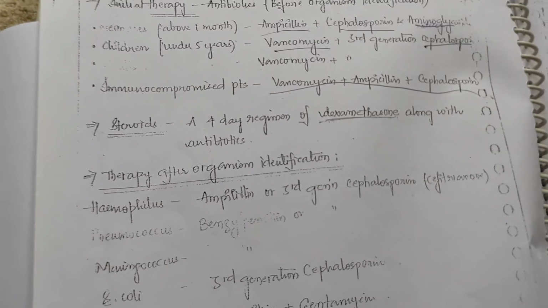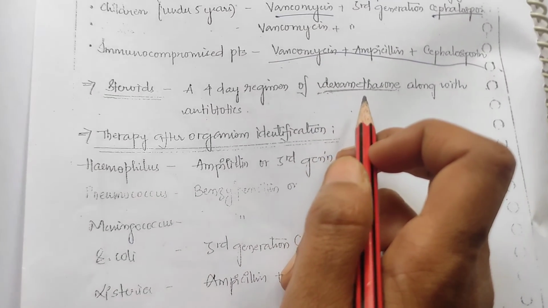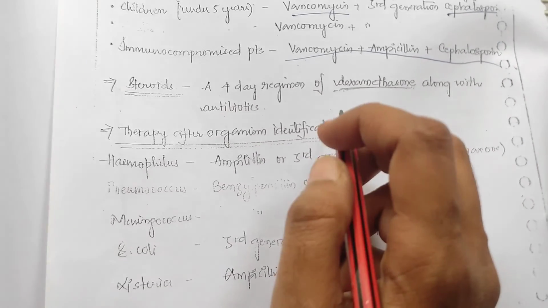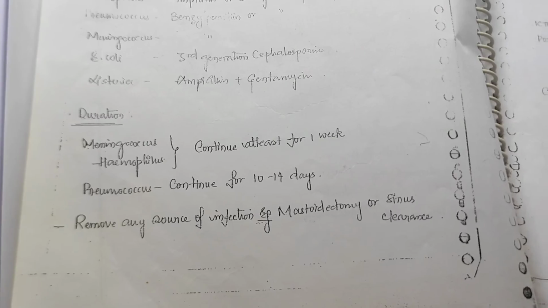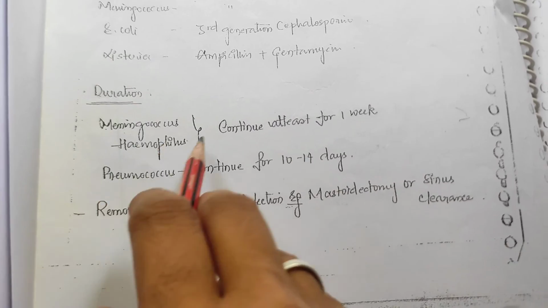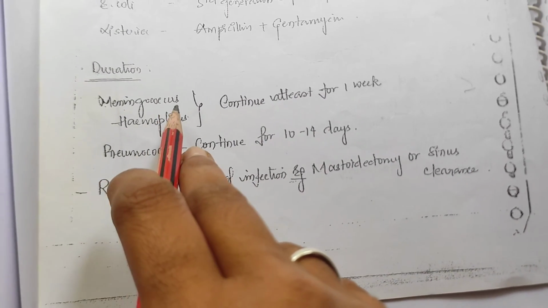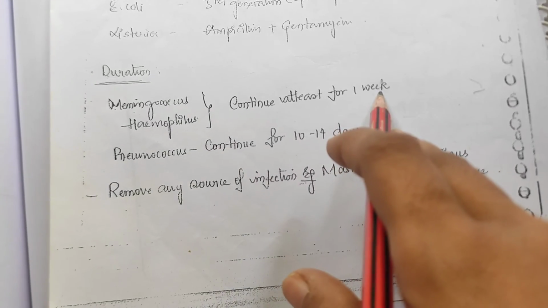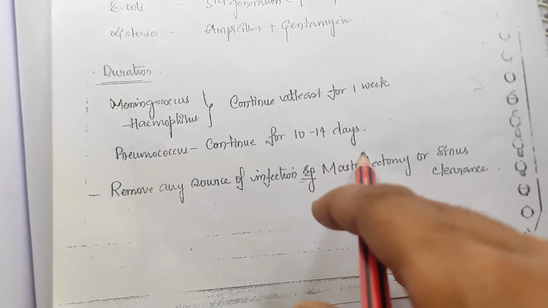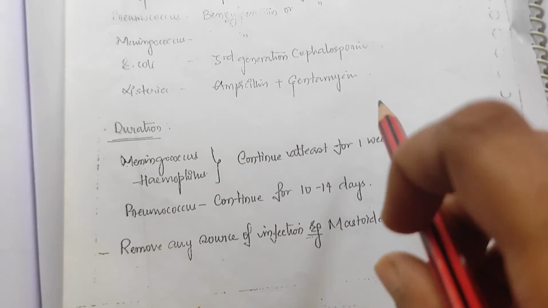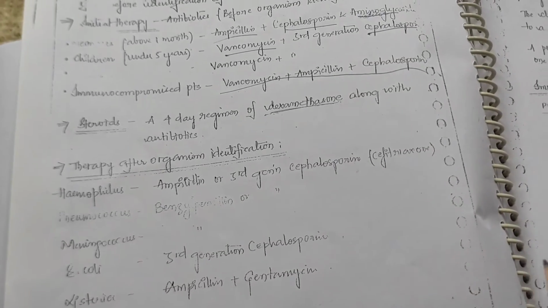Next is steroids. A 4-day regimen of dexamethasone along with antibiotics is to be given. The duration is also given. For Haemophilus and meningococcus, it is continued for at least 1 week. Next, for pneumococcus, continue for 10 to 14 days. So this is the treatment that should be given.